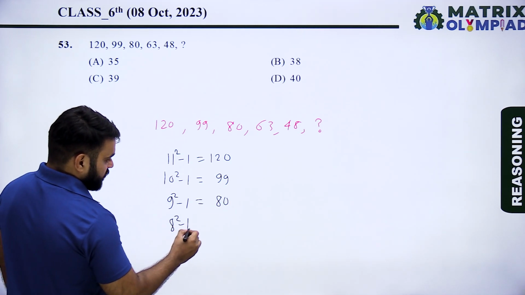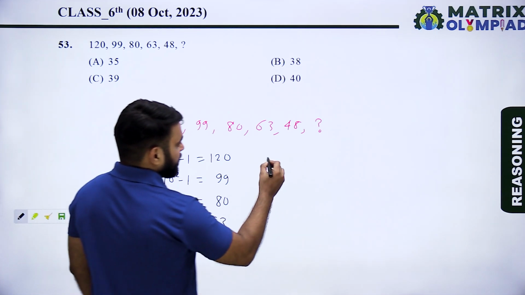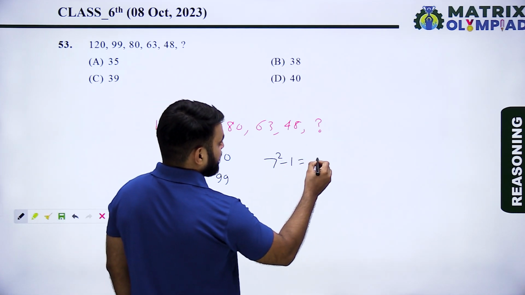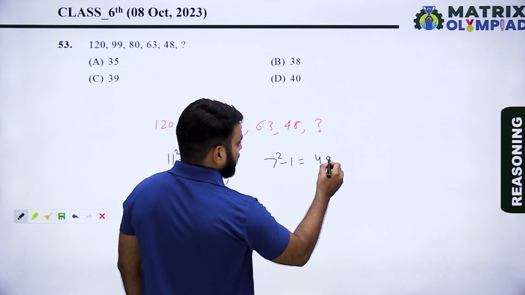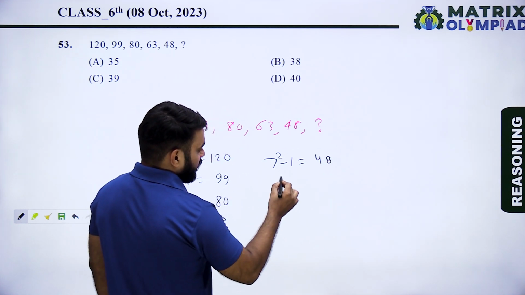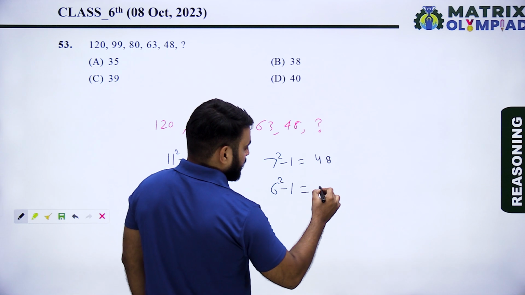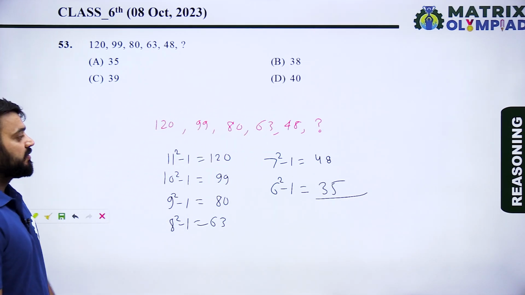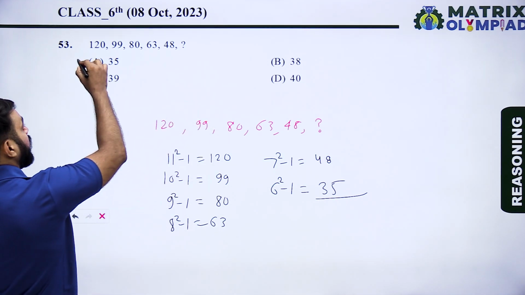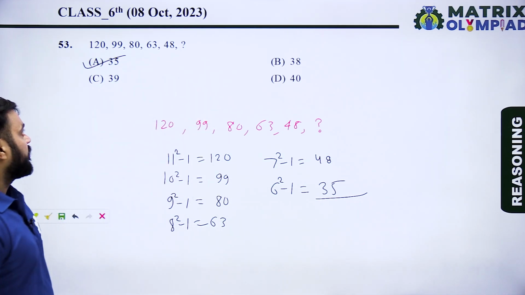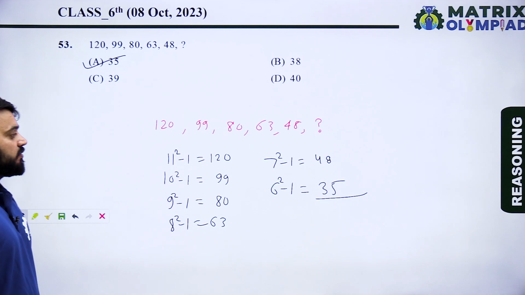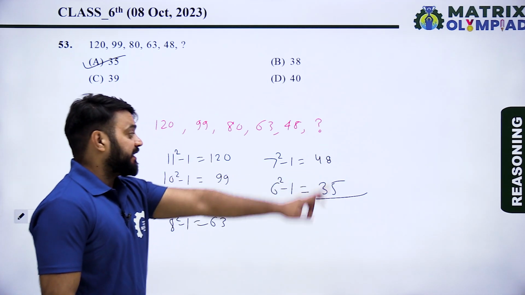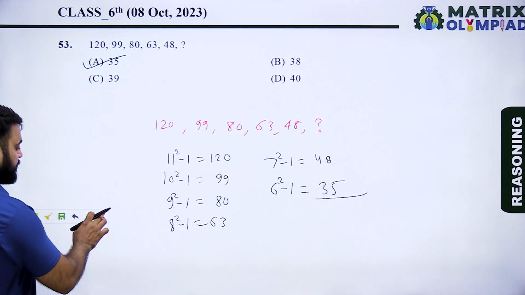8 square minus 1 means 63. 7 square minus 1 means 48. Similarly, 6 square minus 1 means 35. 35 is the next missing term. So the next missing term is option A, which means 35.